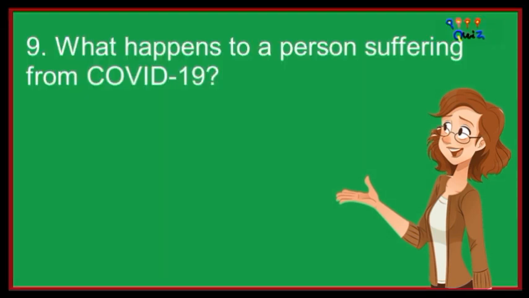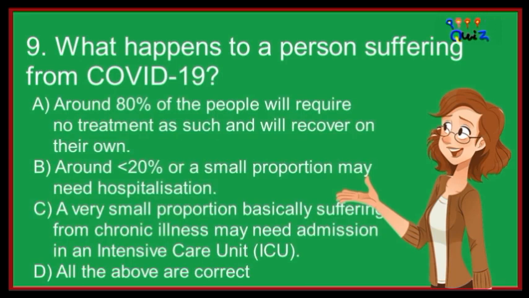What happens to a person suffering from COVID-19? Options are, Option A is around 80% of the people will require no treatment as such and will recover on their own, Option B is around less than 20% or a small proportion may need hospitalization, Option C is a very small proportion basically suffering from chronic illness may need admission in an intensive care unit, ICU, Option D is all the above are correct. The correct option is Option D.